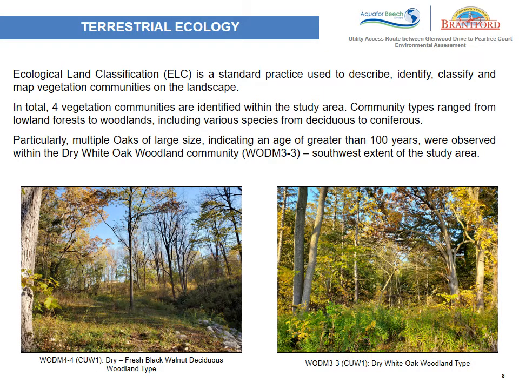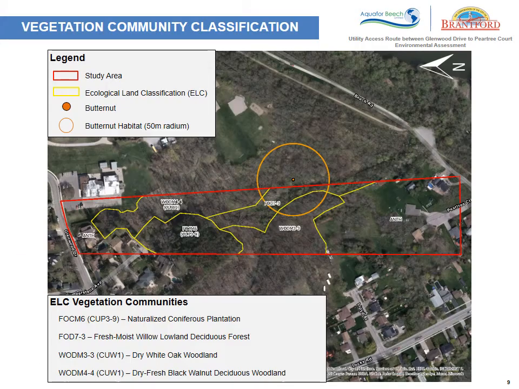The terrestrial ecology of the study area has been defined through an ecological land classification practice, which is a standardized assessment intended to identify the vegetation communities within the landscape. 4 vegetation communities were identified. Of particular interest are oaks, or dry white oaks, some of which are suggested to be greater than 100 years old within the study area.